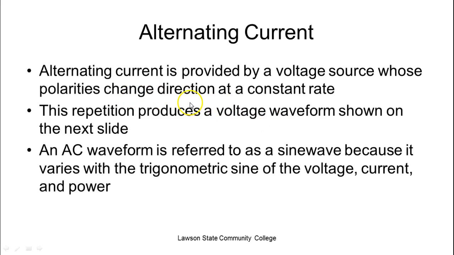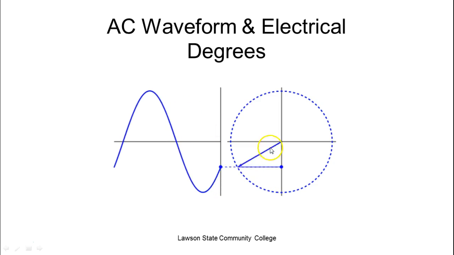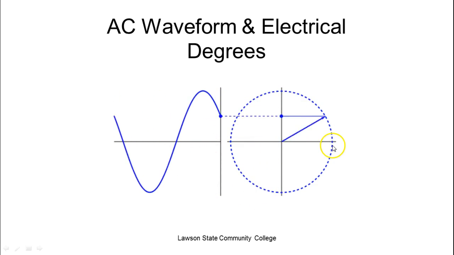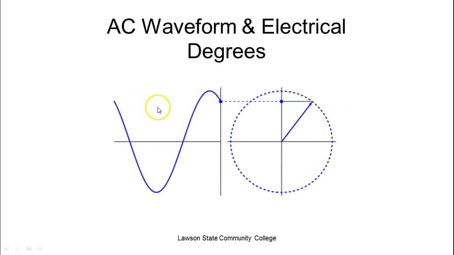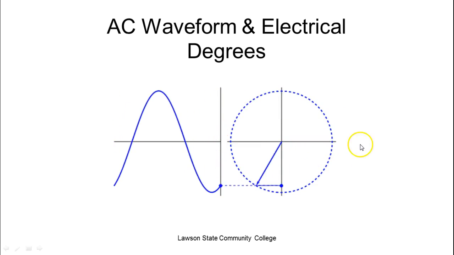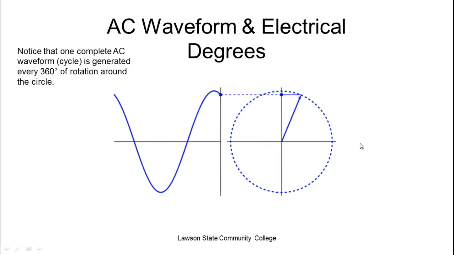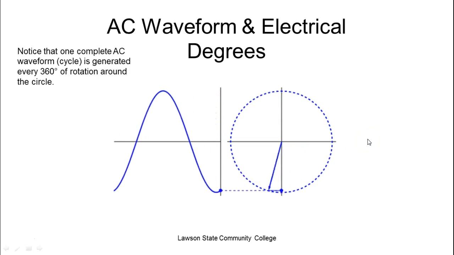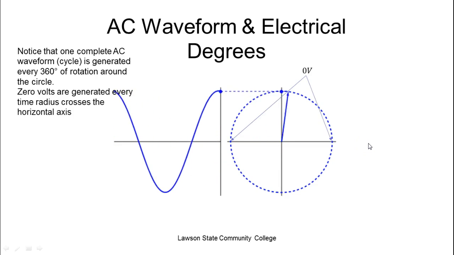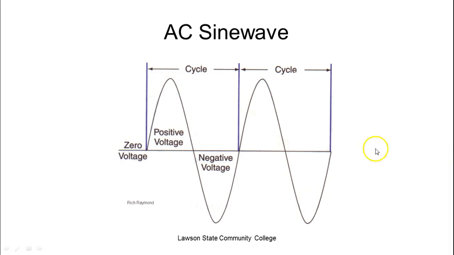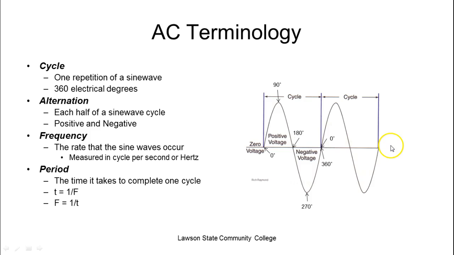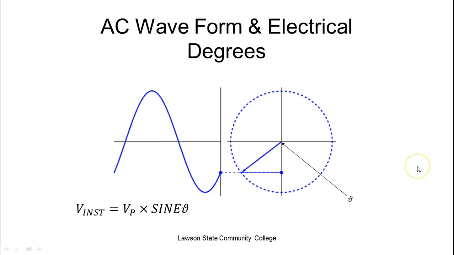We talked about the repetition and gave out some terms, and showed how AC is actually generated on a circle, which is very, very interesting. And if we spin this through a magnetic field, of course, it generates a waveform that we refer to as a sine wave. And we talked about a cycle, talked about an alternation. These are, of course, some definitions that you really need to understand.